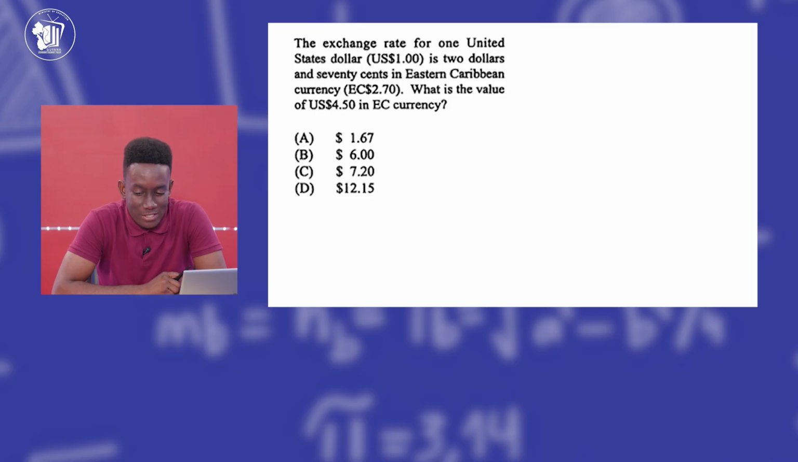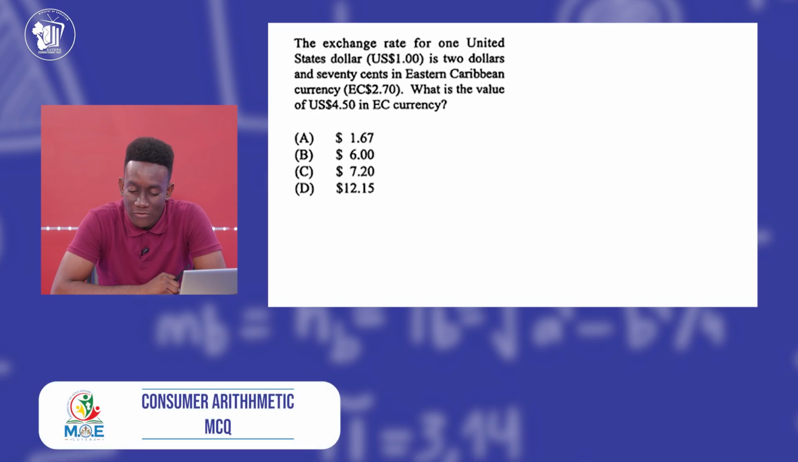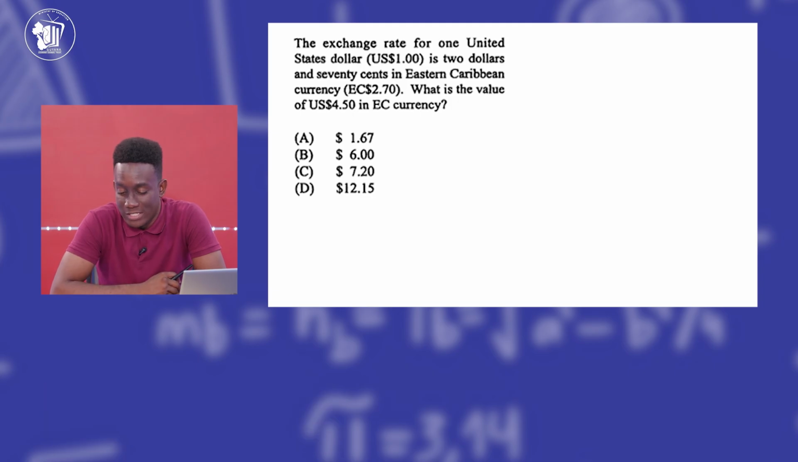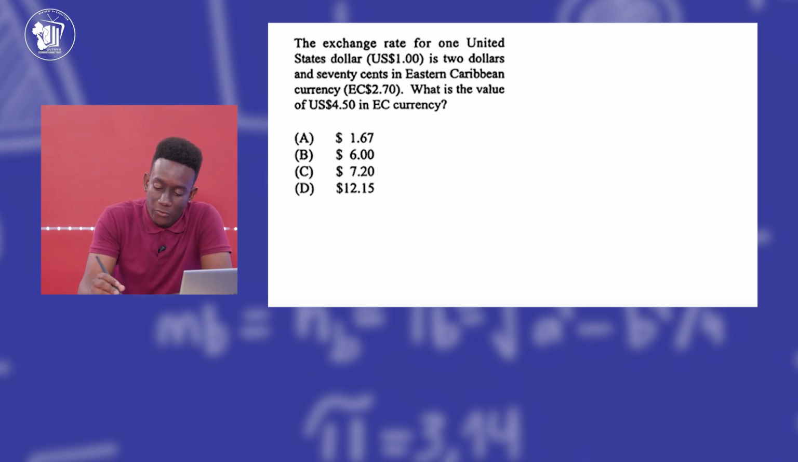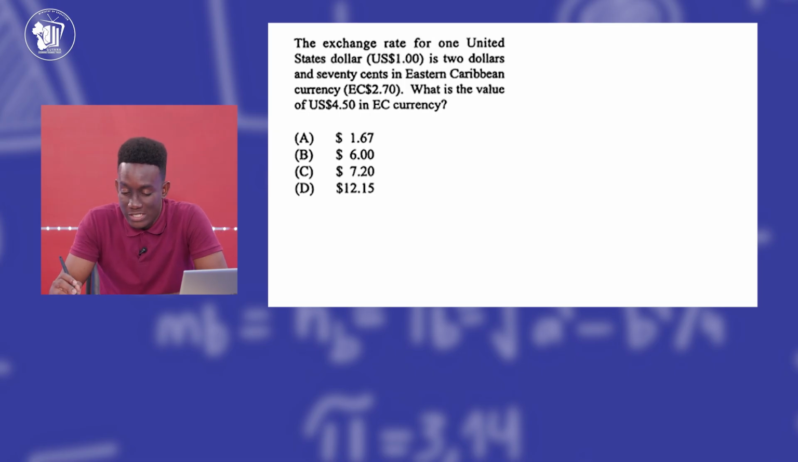So this one says, the exchange rate for one United States dollar, US $1, is $2.70 in Eastern Caribbean currency, EC $2.70. What is the value of US $4.50 in EC currency? So in this case, we want to convert US $4.50 to EC dollars. The first thing we see, EC has less value as compared to US. So you're converting from US to EC, that means we should get a higher number in terms of the currency.